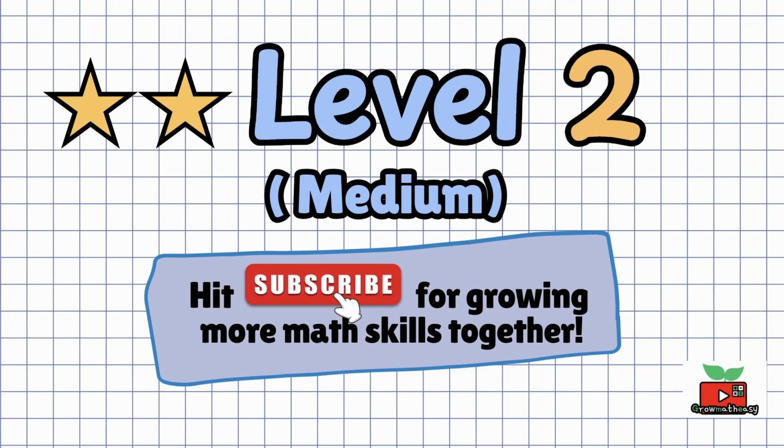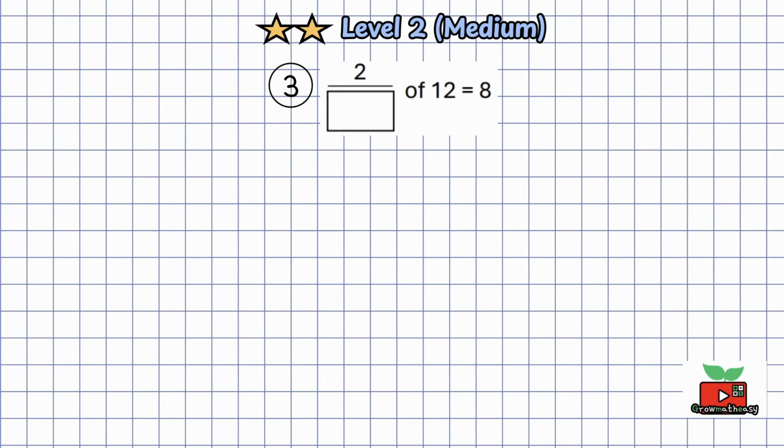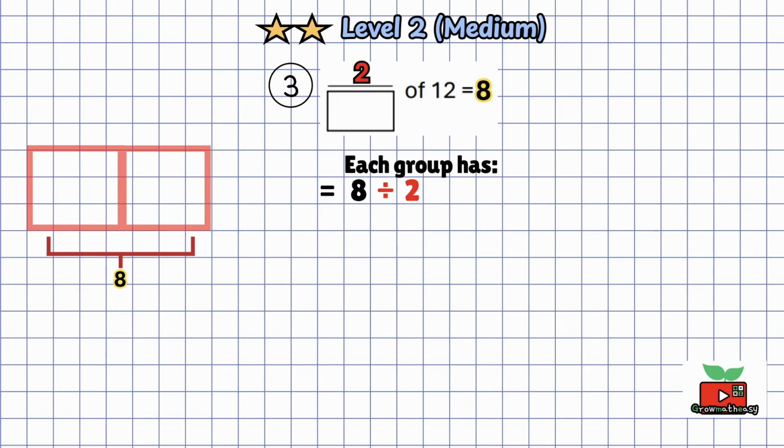Question 3. 2 over what number of 12 is 8? Let's figure it out together. First, look at the top number. The numerator is 2. That means we have 2 equal groups of items. We know that 2 equal groups together make 8. So each group has 8 divided by 2.